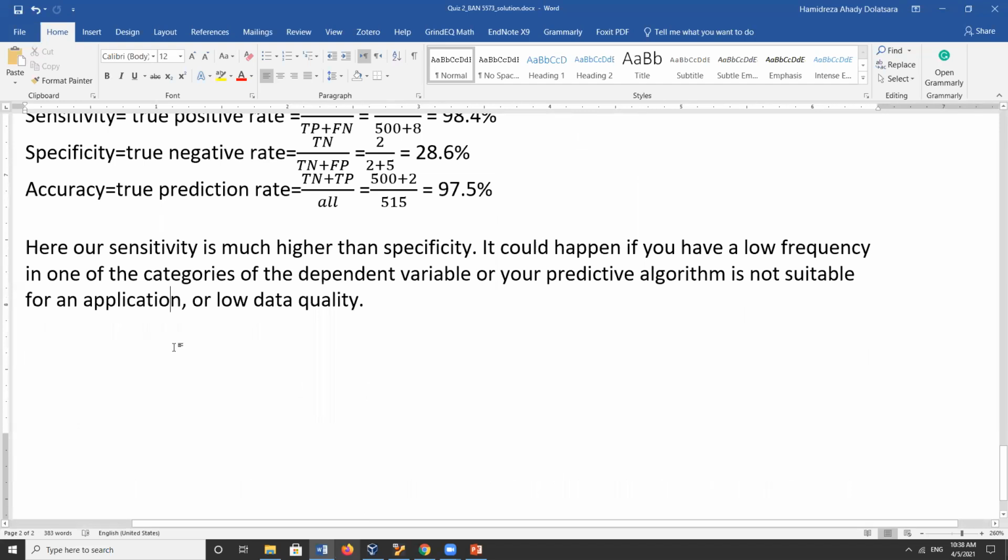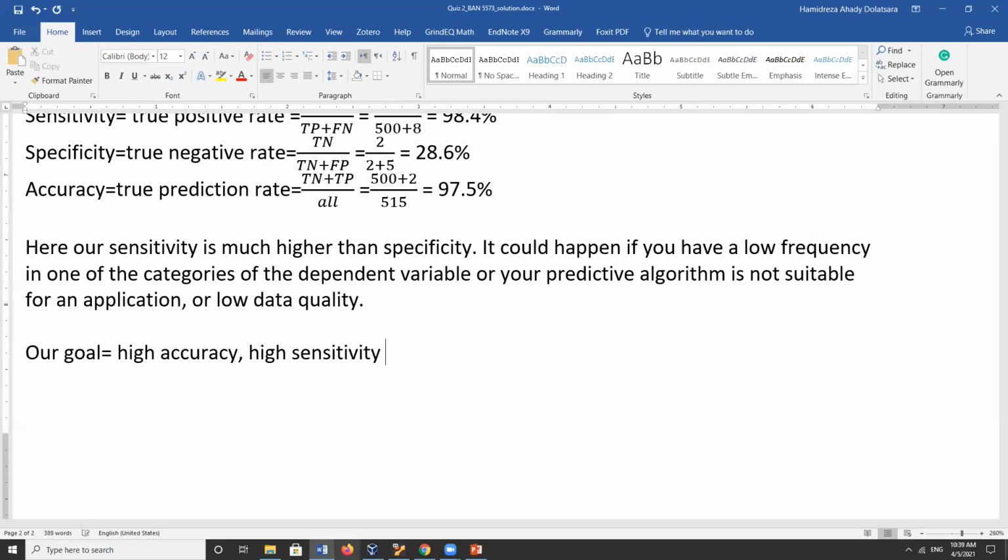So our goal, basically, is out of your exam, but our goal is high accuracy, high sensitivity, and high specificity.